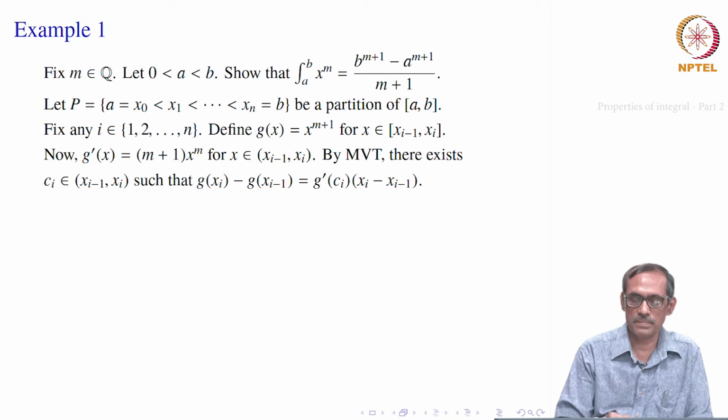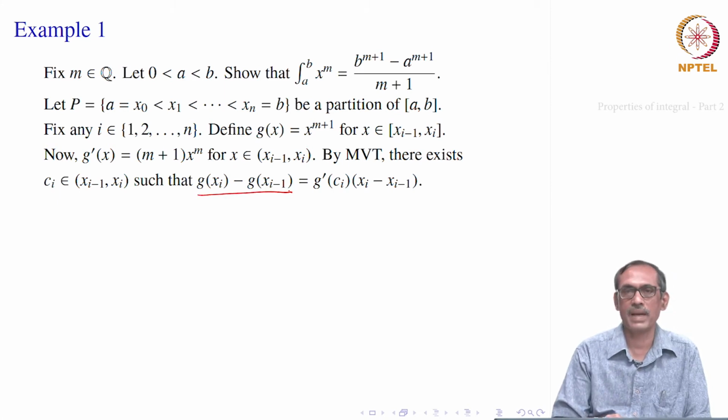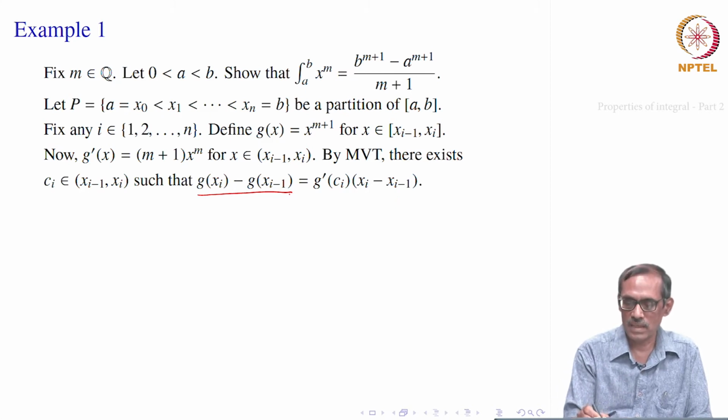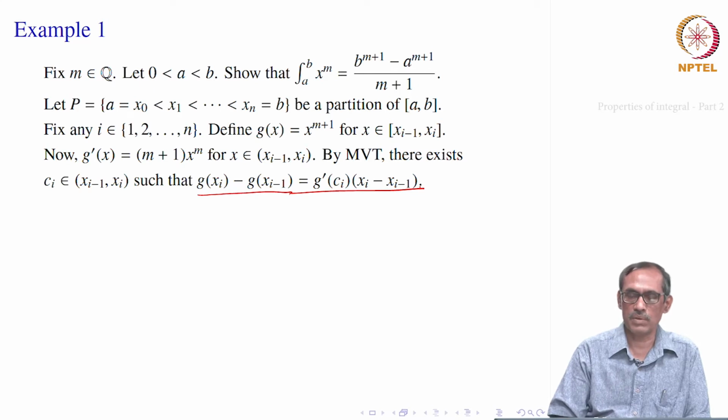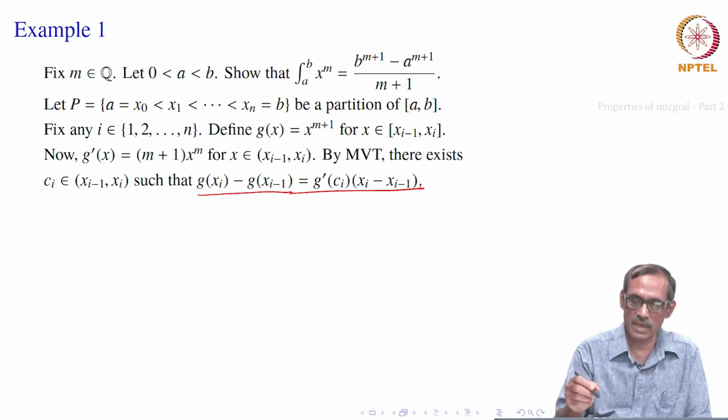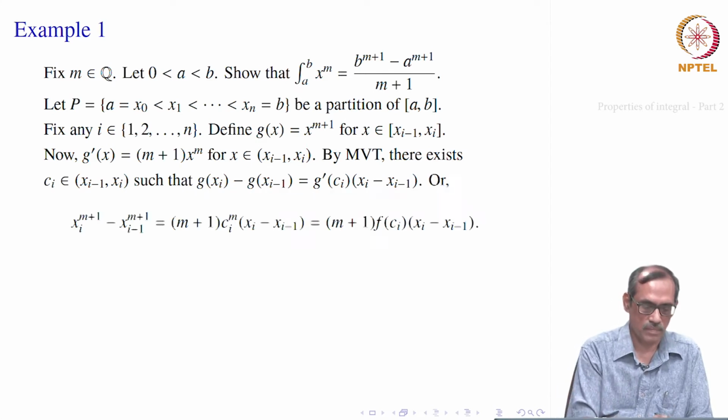So, we apply the mean value theorem on g to see that g of x i minus g of x i minus 1 equal to g prime at some point between x i minus 1 and x i, call that c i, times x i minus x i minus 1. So, there is a point c i in every sub interval x i minus 1 to x i such that this happens. Now, what do we do? In our Riemann sum, we take these c i's as the choice points.